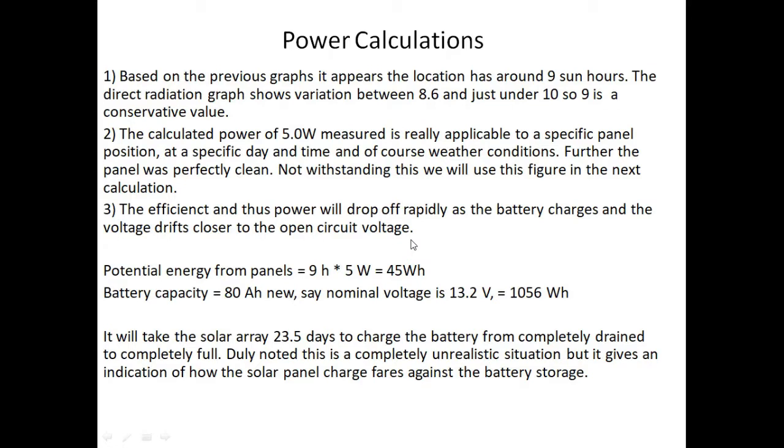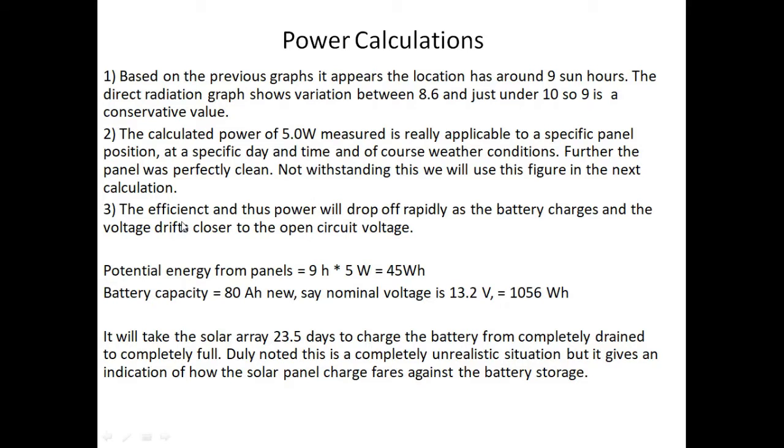Power calculations. Based on our previous graphs, we're looking at 9 sun hours, conservatively, because it was between 8.6 and 10. And we're saying that the actual power that we measured was 5 watts. So let's say this is what we're going to use for our calculations. Now, in reality, this isn't really applicable. This panel was perfectly clean. It was at a decent angle at a good time of the day. It isn't exactly a good answer to work with perfectly, but let's simplify our lives and just work with the 5.